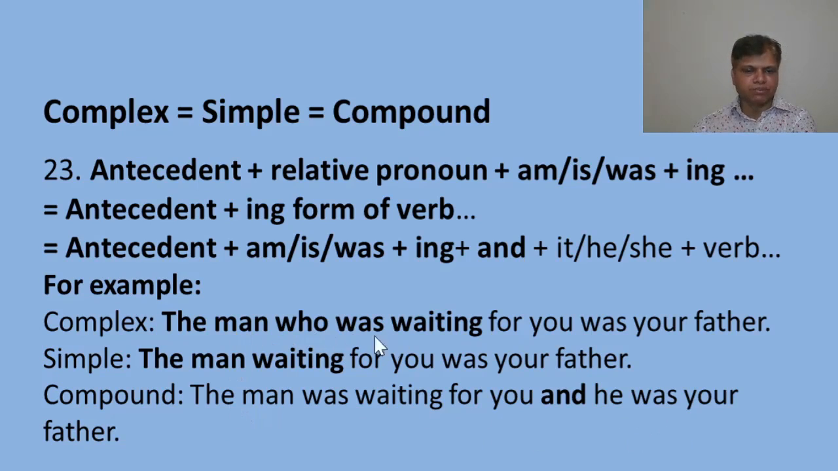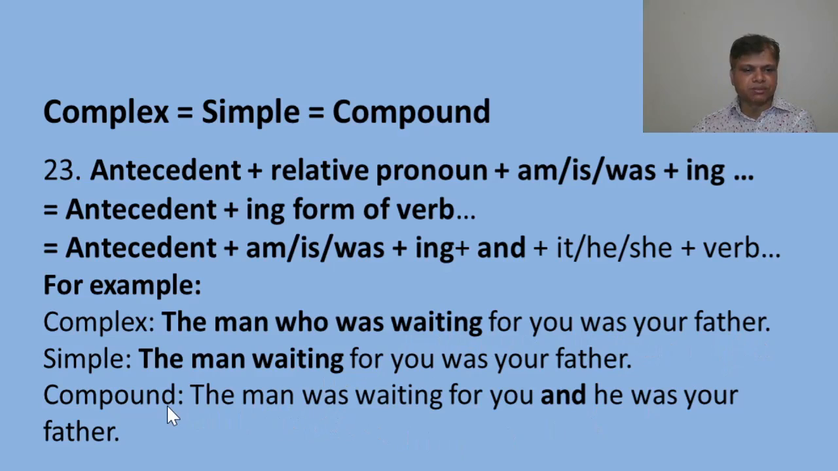So look at the complex sentence. Who is followed by "was waiting", that is past continuous. If you want to make it a simple sentence, you have to omit the relative pronoun and auxiliary verb. That is, we have to use the antecedent, the -ing form of the verb, and the rest of the sentence.